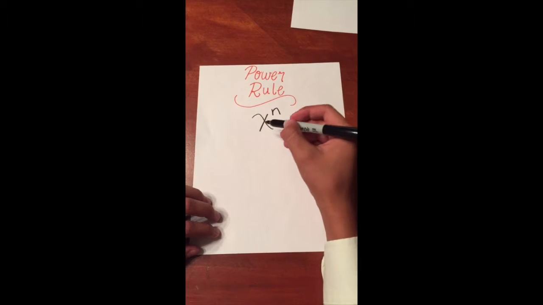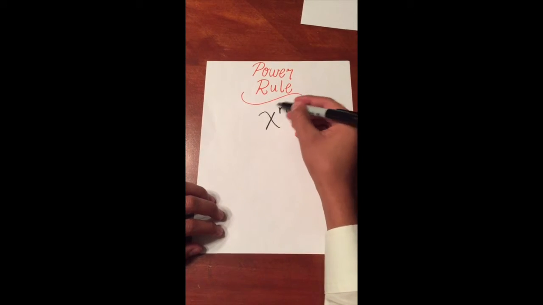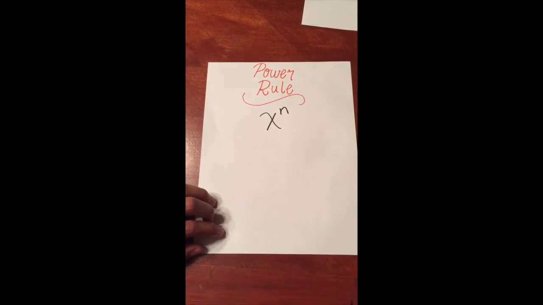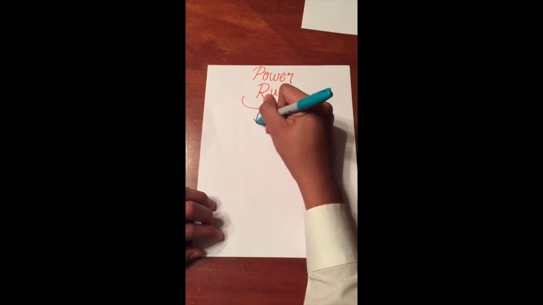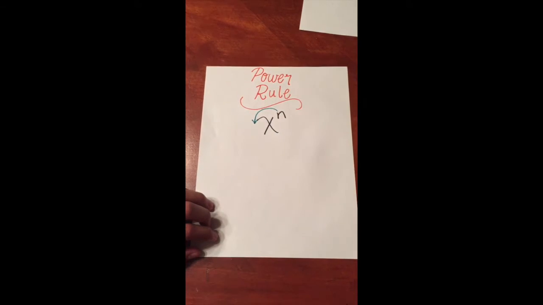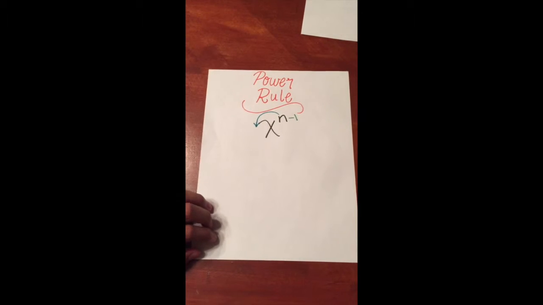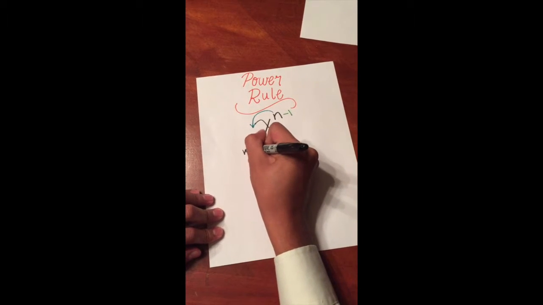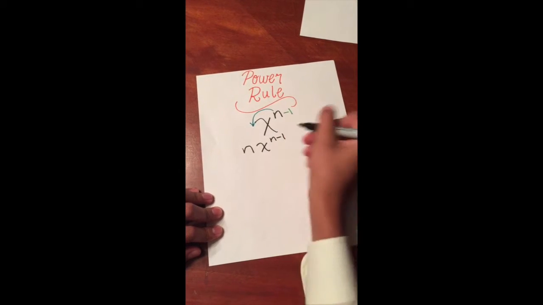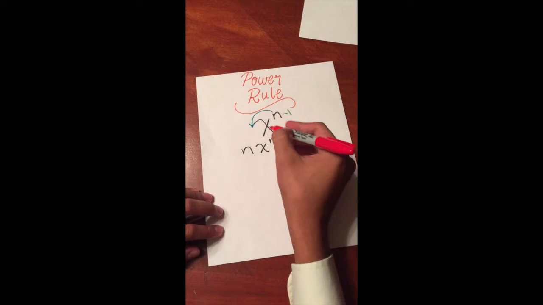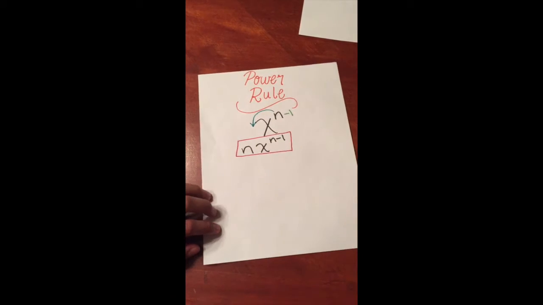Alright, so the first thing we want to do is set up the skeleton of our exponential function. We have our variable x and our exponent n. The first step is to move our exponent to the front of our variable. Then we want to subtract 1 from our exponent. This in turn gives us n x to the n minus 1. This is the basic skeleton of the power rule.